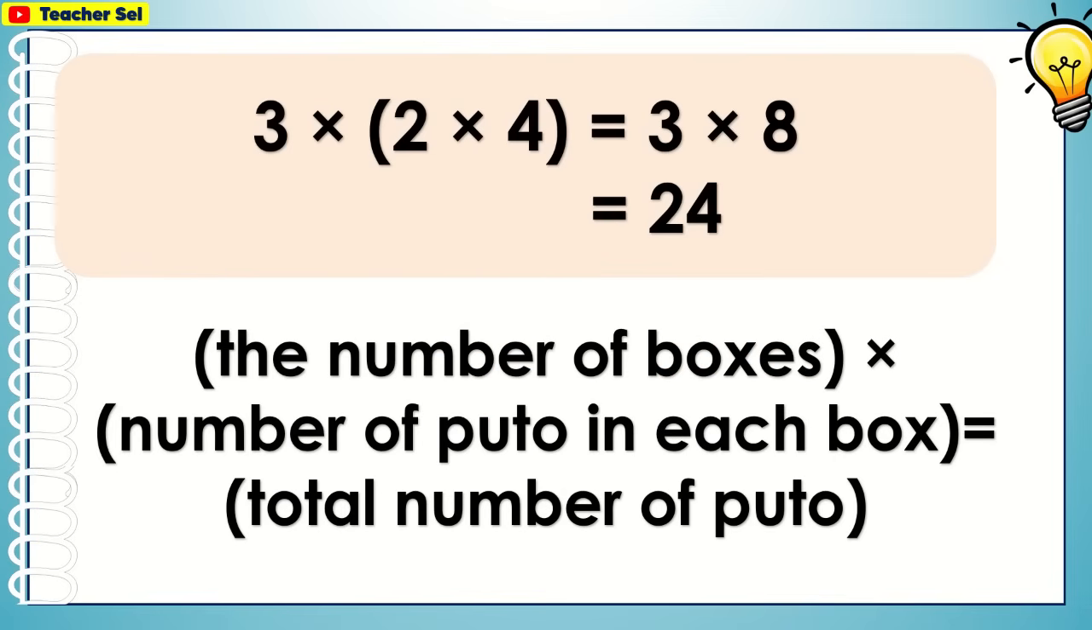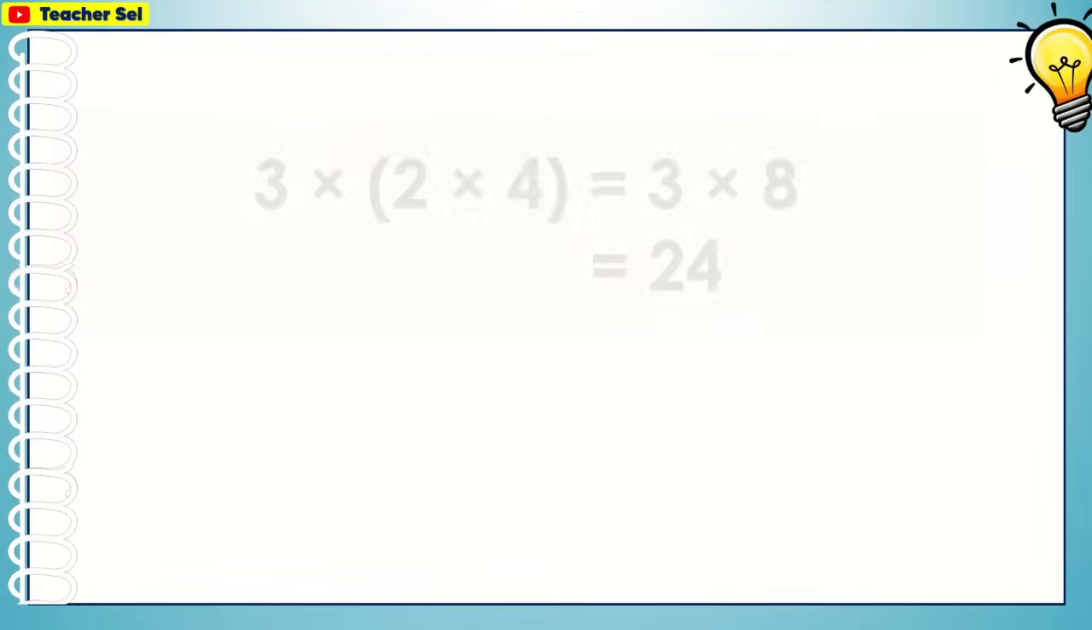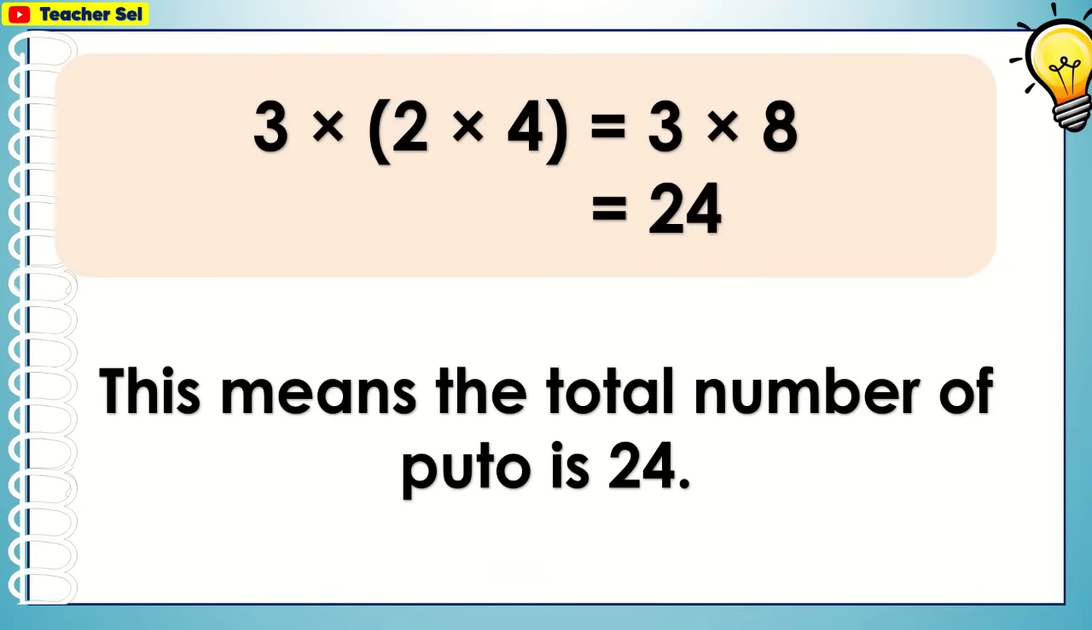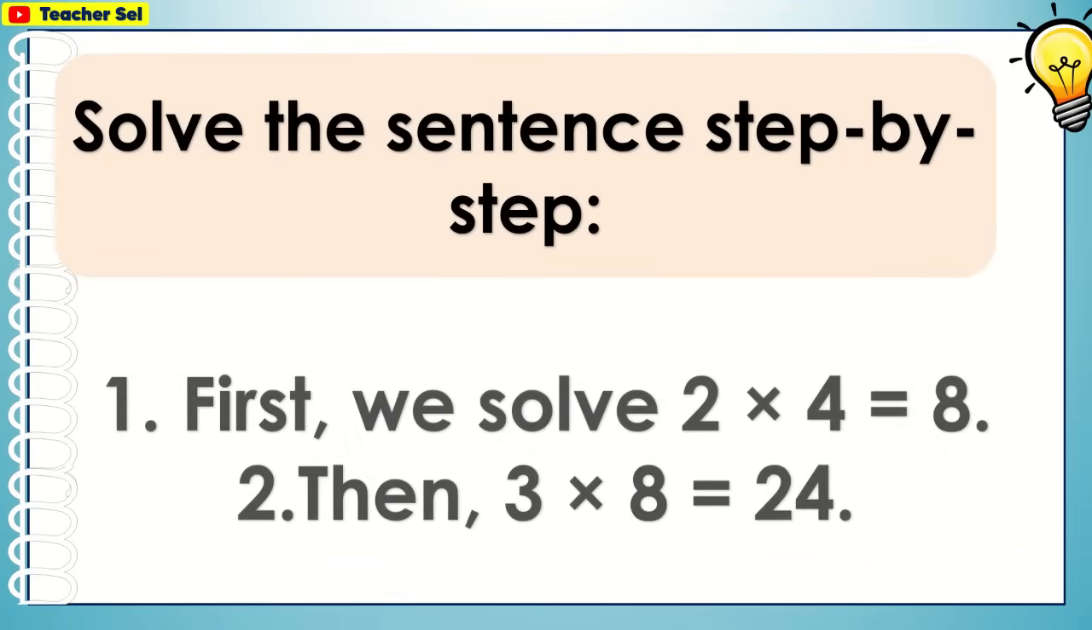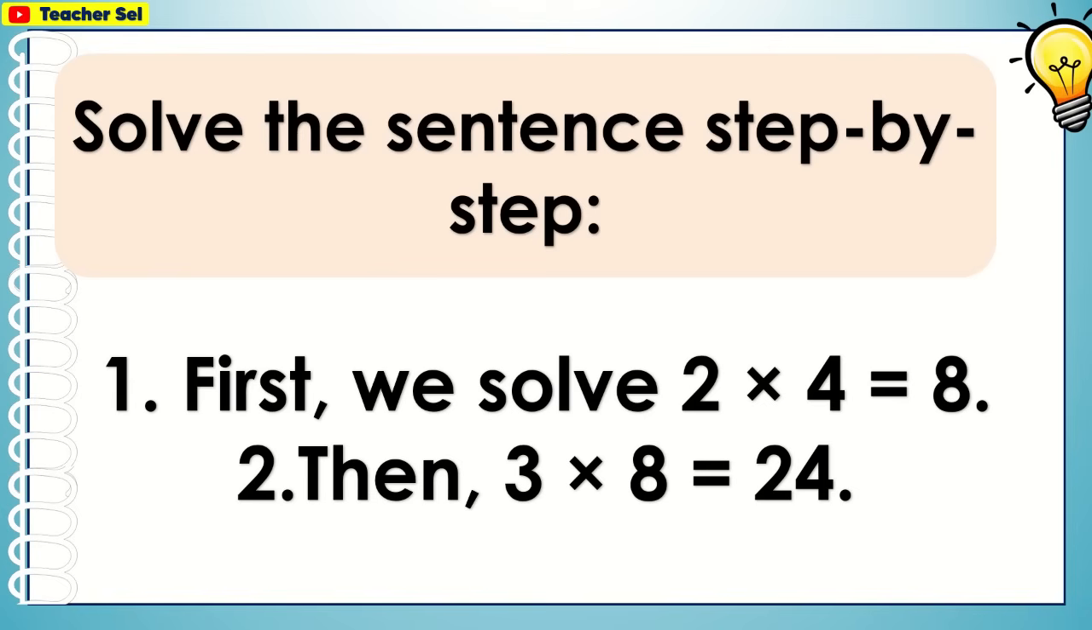The number of boxes times the number of puto in each box equals total number of puto. This means the total number of puto is 24. Solve the sentence step by step. First, we solve 2 times 4 equals 8, then 3 times 8 equals 24.